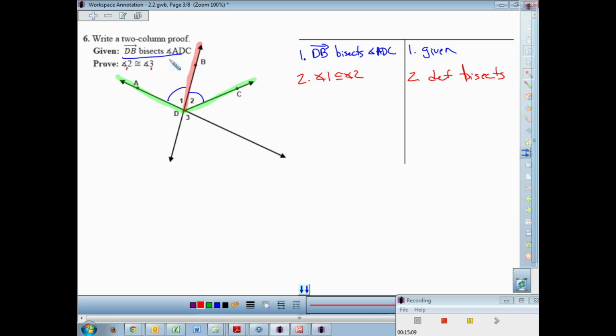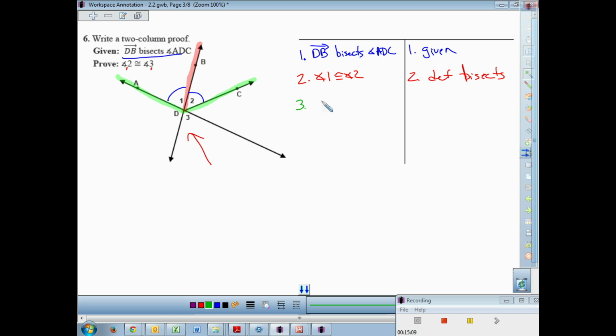So maybe that means that I should pay attention to angle 3 in this picture and just see, well, what do I know about angle 3? Here's angle 3. Is there anything that it should be the same as in this picture? Why would angle 3 and angle 1 have to be the same? What kind of angles are they? So since we have a reason for that, vertical angle theorem, can't we just write that down for step 3?